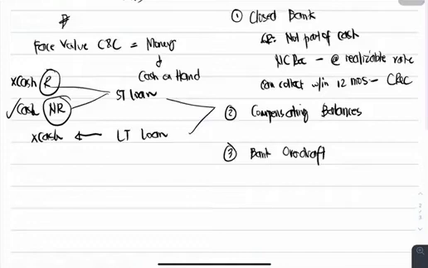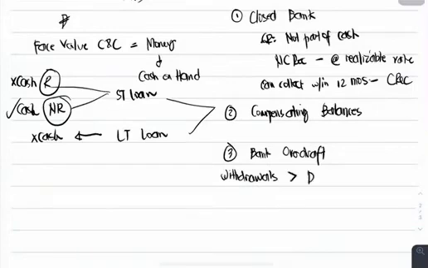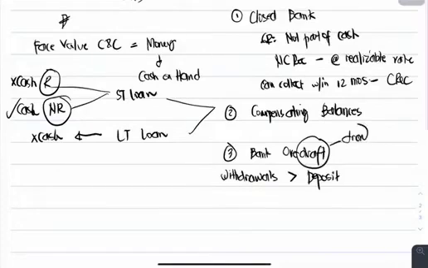So what is the concept of bank overdraft? Bank overdraft happens if your withdrawals in the bank are greater than your deposit. Draft means withdraw. So, you over-withdrew. Kaya nga, your withdrawals are greater than your deposit. Over-withdrawal.